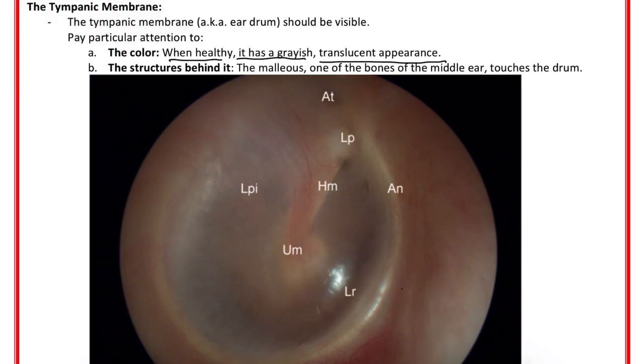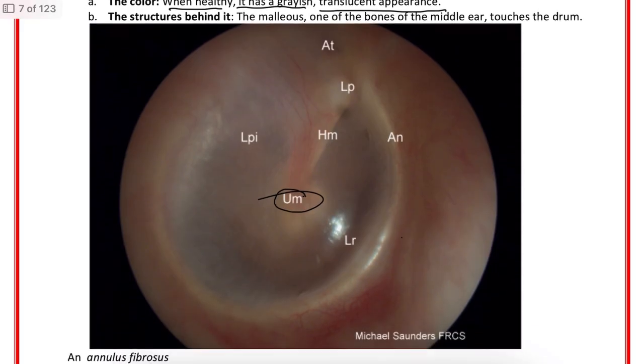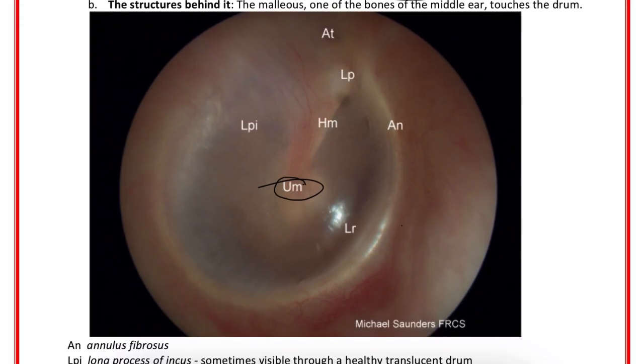So here we can see some structures. This is the malleus. One of the bones of the middle ear touches the eardrum. If you're seeing here, this is the healthiest translucent membrane, so easily you can see the backside, what structures we have. Easily through the translucent membrane we can see them. This one is the center of the drum and the end of the malleus structure.